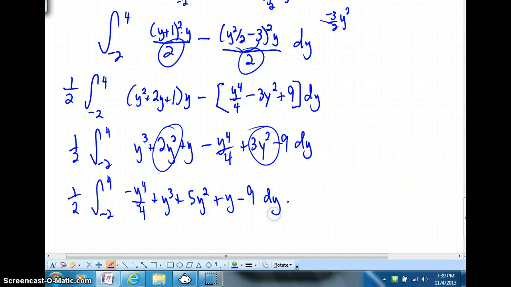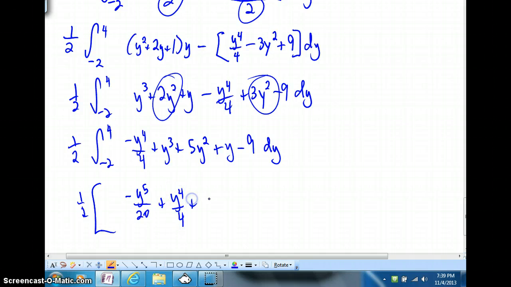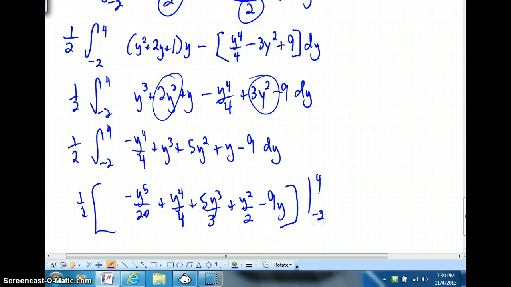What do we do next? Well, very plain and simply, we take some antiderivatives. Keep our 1/2 out in front. This will become negative y to the 5th all over 20 plus y to the 4th all over 4 plus 5y to the 3rd all over 3 plus y to the 2nd all over 2 minus 9y. And from here we're just going to have to evaluate what's happening when we have a 4 and the negative 2.